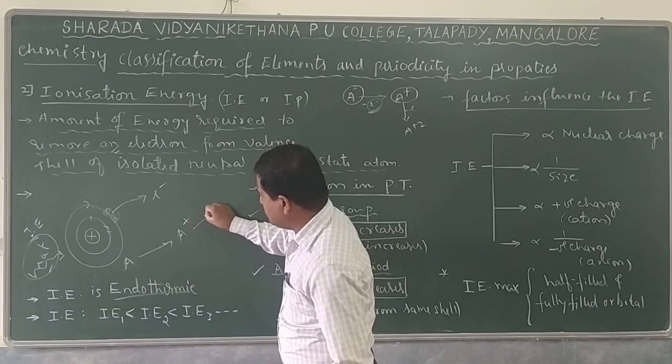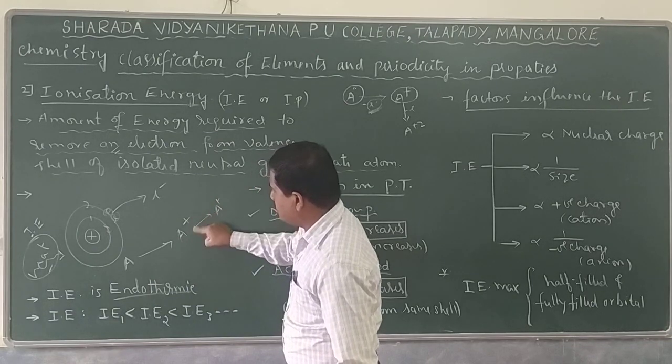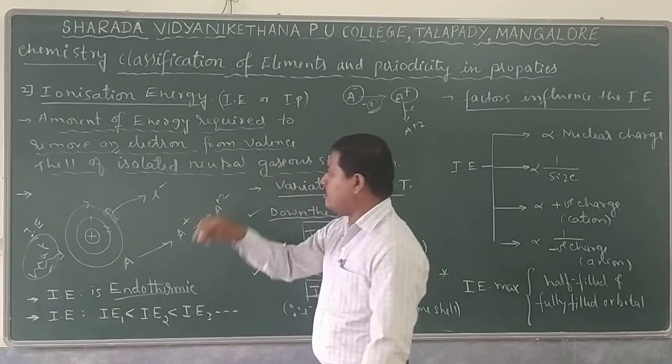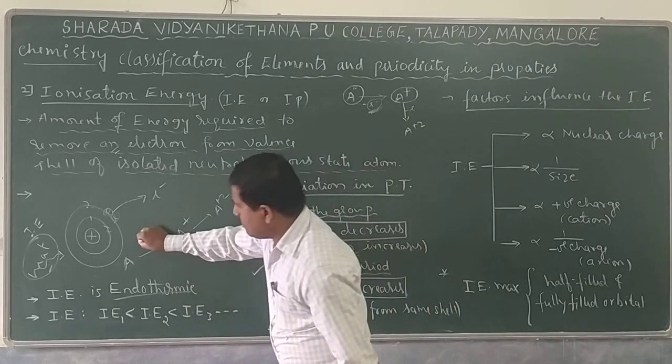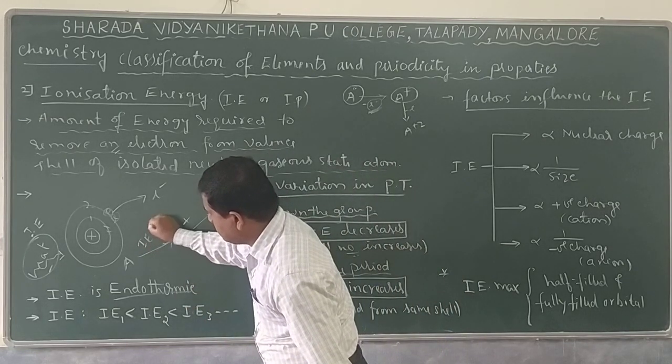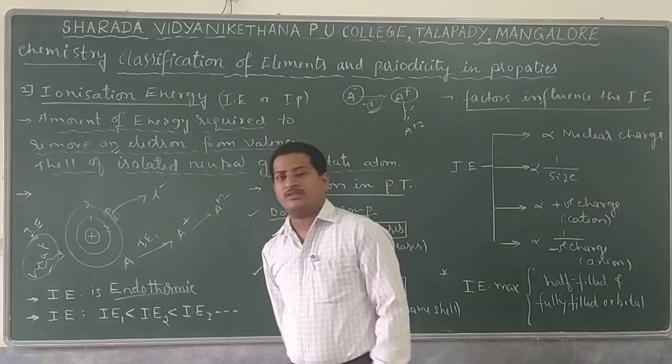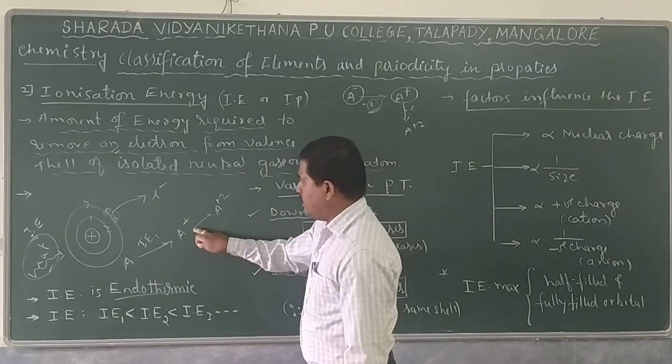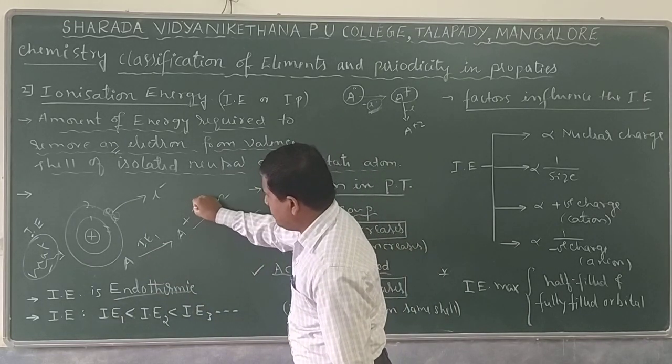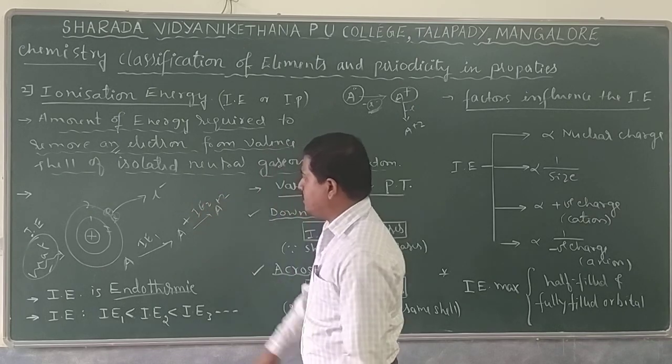From A+ it is possible to remove another electron. After removal of the second electron, A+ now becomes A2+. So this is called first ionization, and the energy involved is called first ionization energy. And the second step, where the ionization energy is different, is the second ionization energy.